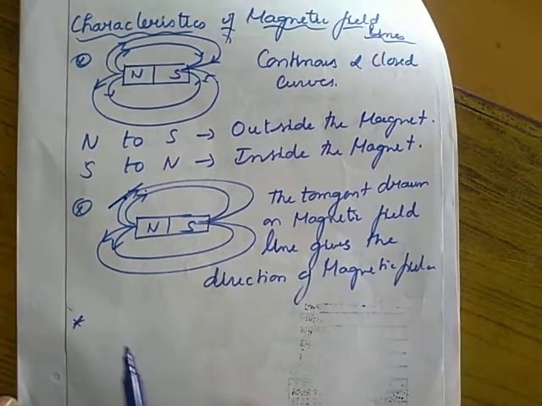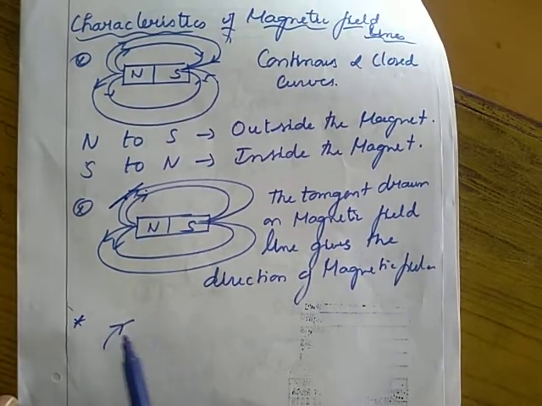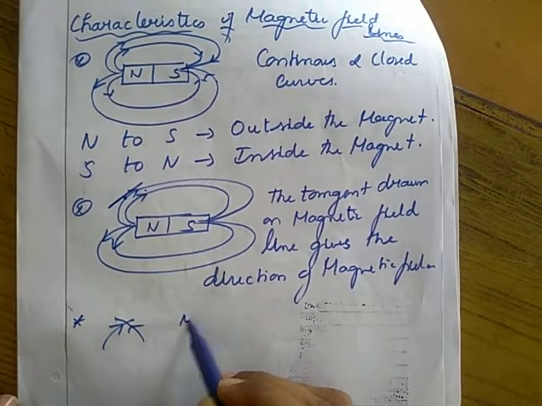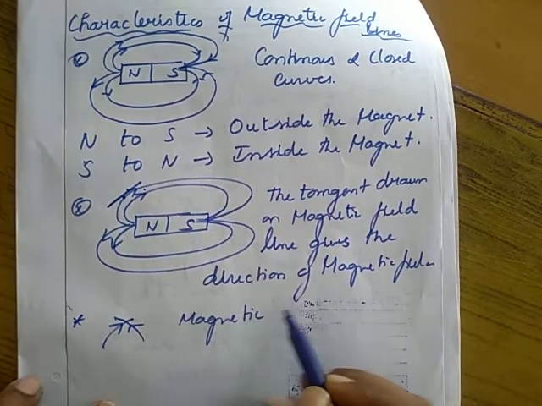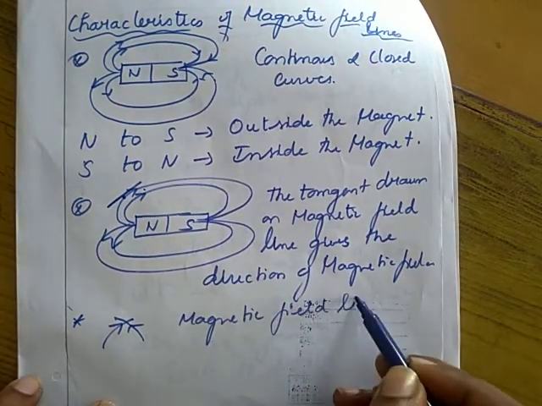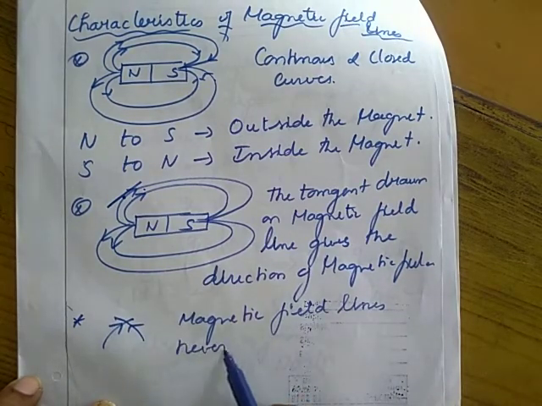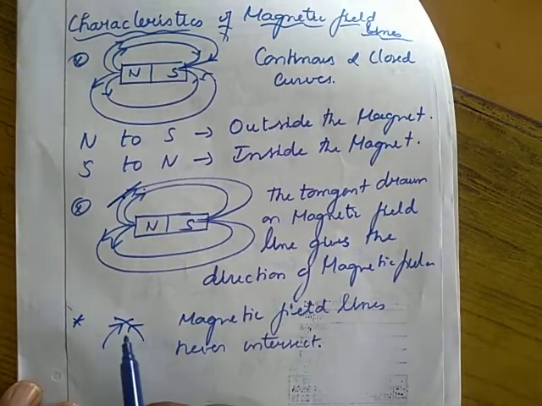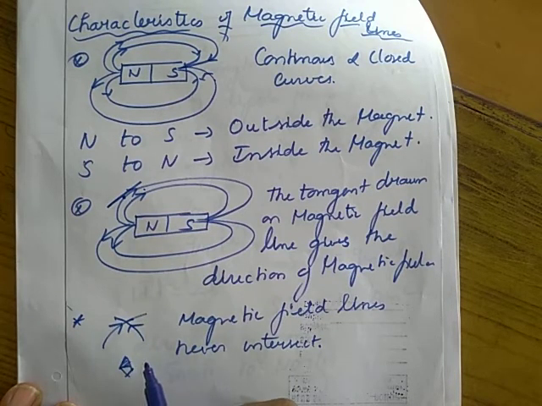Listen, the magnetic field lines never intersect each other. If they did intersect, then at that intersection point, if I place a magnetic needle, at a single moment it could point in two different directions. That is not possible, so magnetic field lines never intersect.